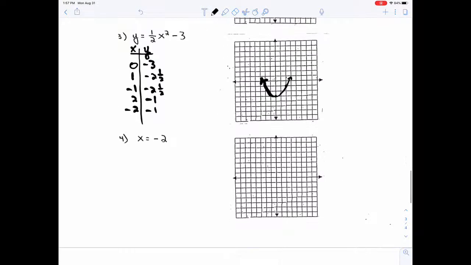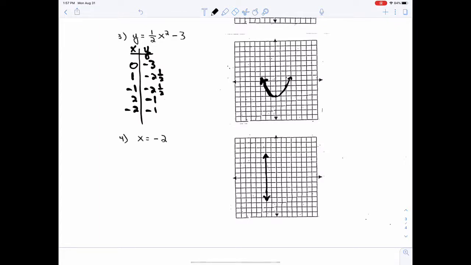How about this one? First of all, it's a linear equation because the variable is to the first power. But remember, this is an exception. Don't start telling me the slope. Don't start telling me anything else. It's a vertical line because x equals a number, and that always graphs as a vertical line. So you just graph it as a vertical line through an x value of -2.